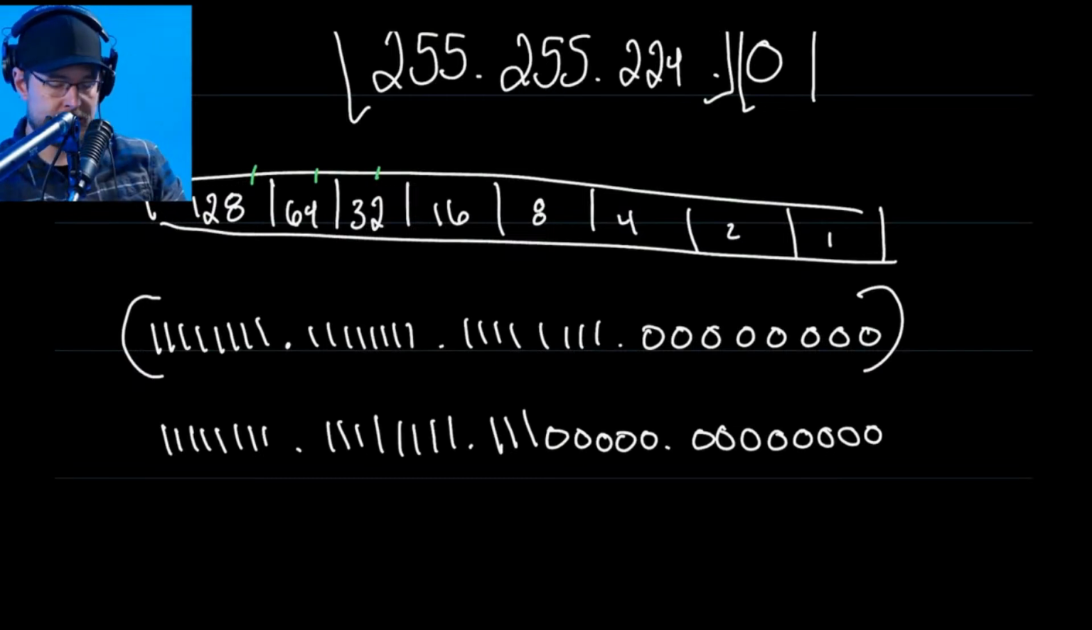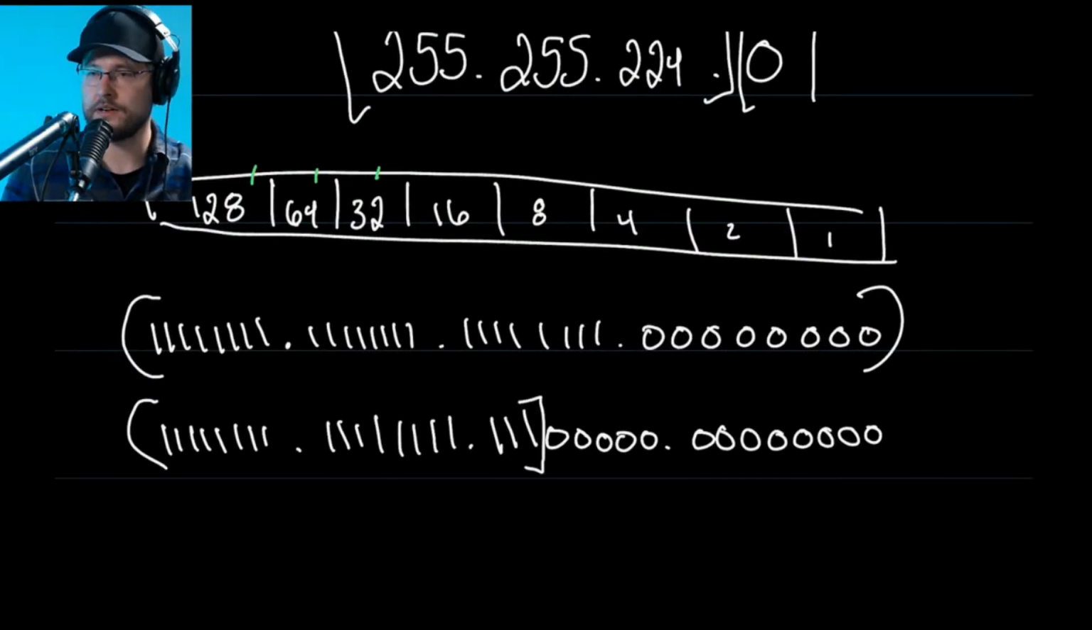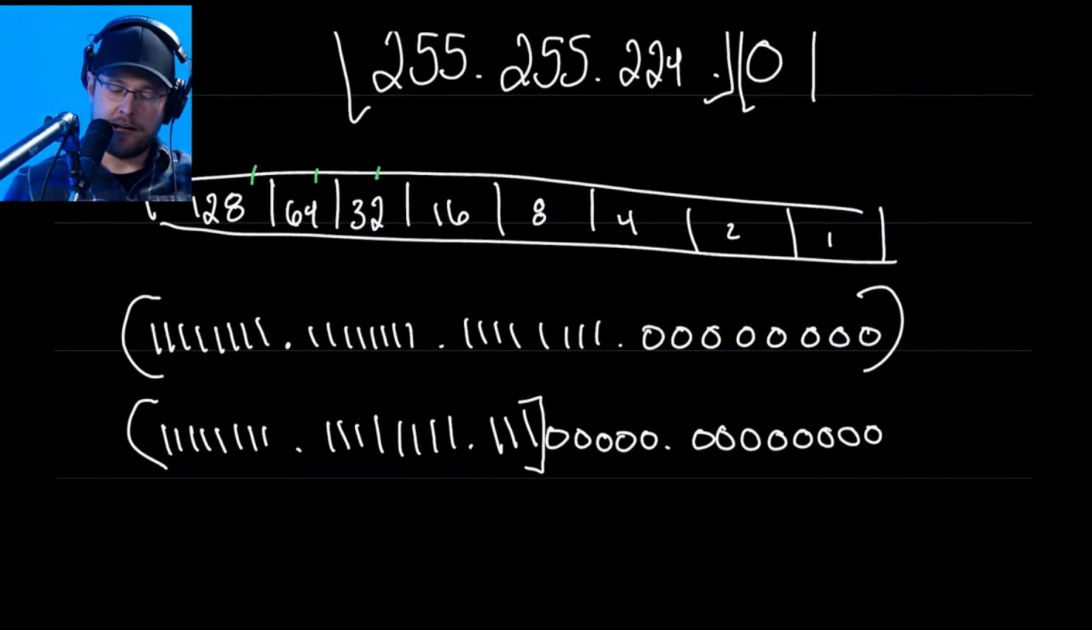So that means that the first two octets and these 3 bits are going to be the network identifier, and then the rest will be the device identifier. So we can increase the number of devices on our subnet by changing this to 224.